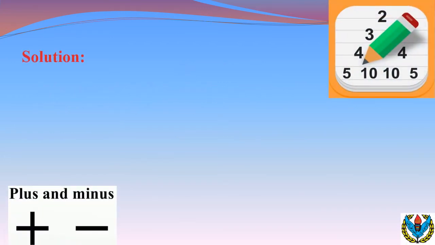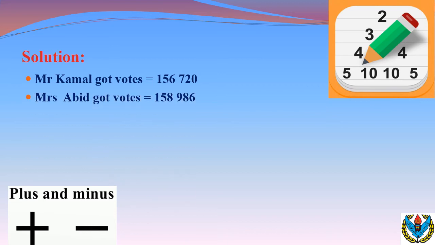Now we will do the solution. First of all, we will make the statements from the given question. Our first statement will be the number of votes of Mr. Kamal. And our second statement will be the number of votes of Mrs. Abid. Now look at these two numbers. Which number is bigger? We see that the second number is bigger than the first number.